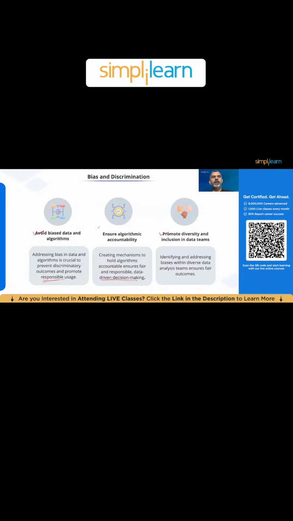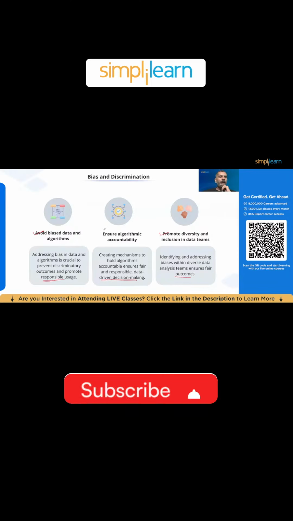That also promotes diversity and inclusion of data teams. So identifying and addressing biases within a diverse data analysis team ensures fairness. So if you find that one category is more than the other category, then you can form teams that can help you introduce more data points and try to balance the data. This is where we can handle the bias and discrimination, guys.